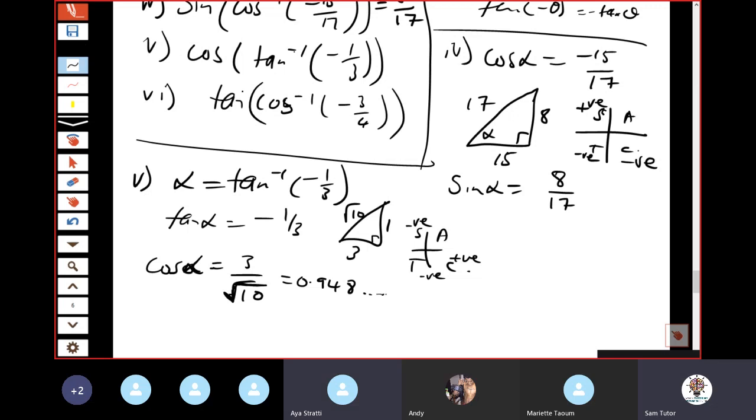This one, cos, it's right. Yeah, it's right. It does work. How did you get a little bit off? I think it's right. Yeah, that's right. Cos of 3/√10 is 0.948.